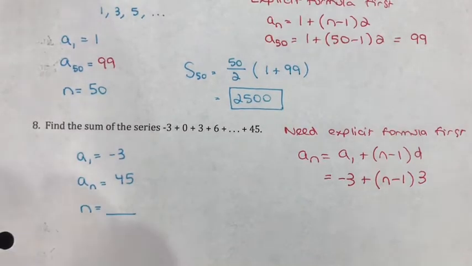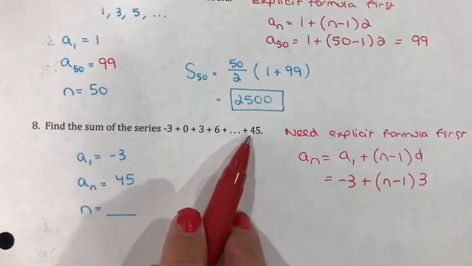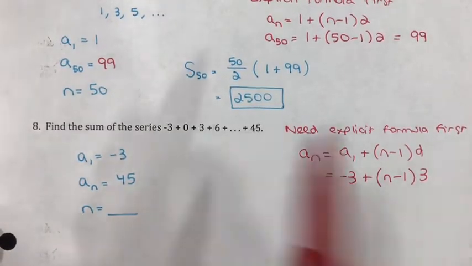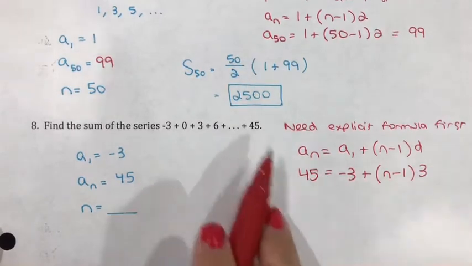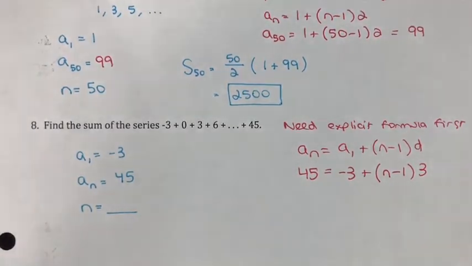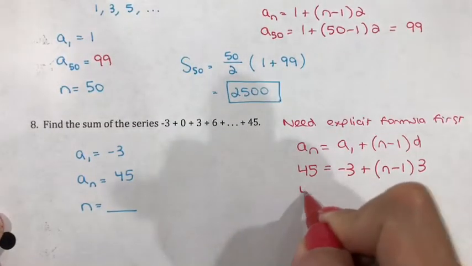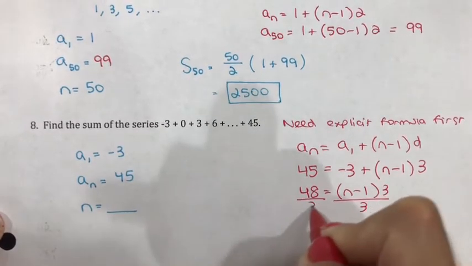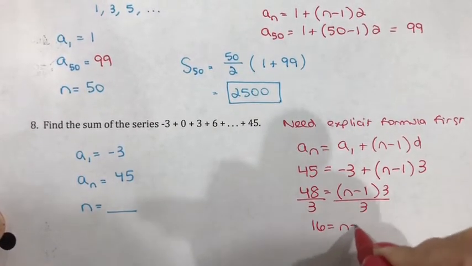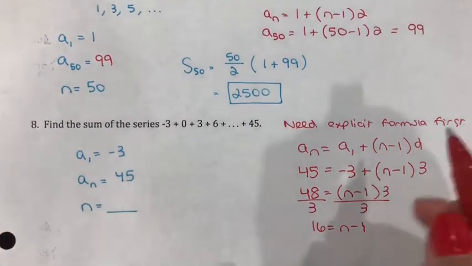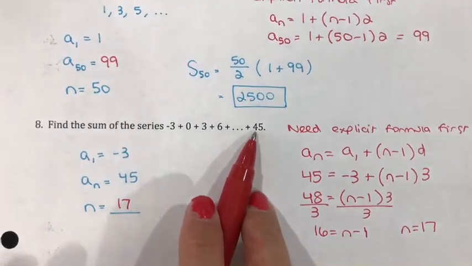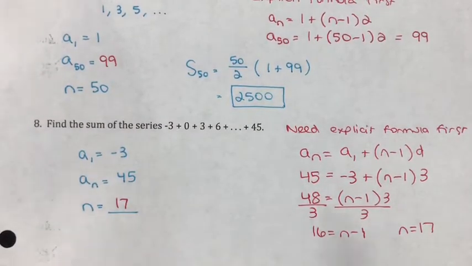Okay. Now, a sub n, remember, is the term that you're looking for. So I'm trying to figure out which term number this is. So I'm going to put 45 over here. That's a sub n. That's the last term. Okay. So at this point, I'm going to move the 3 over. Divide by 3. Add 1. And we get n equals 17. So that means 45 is the 17th term in the sequence.